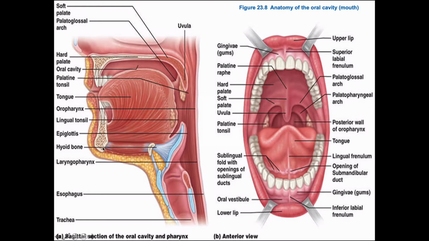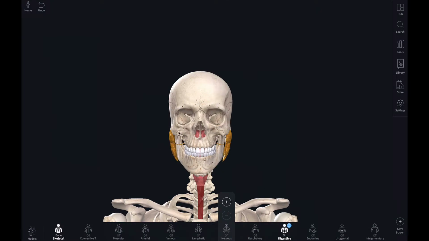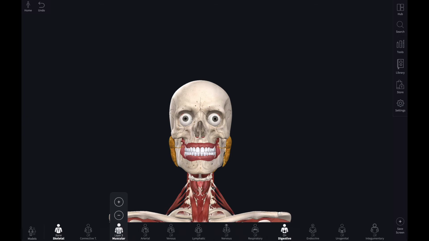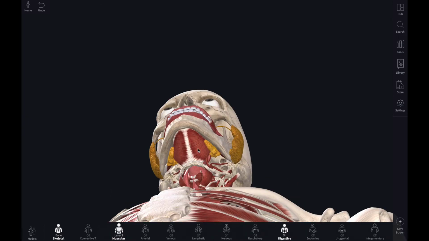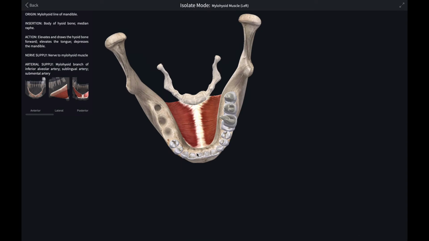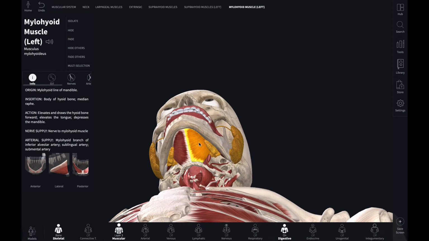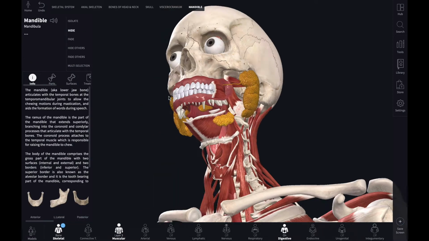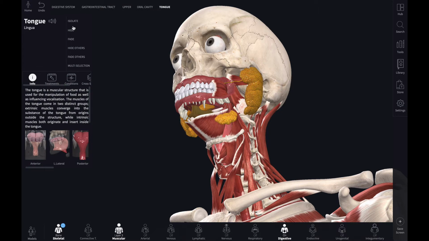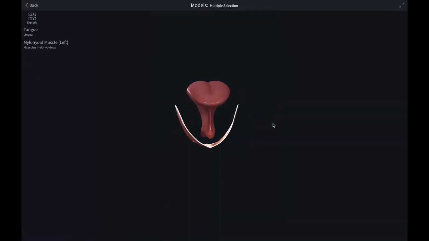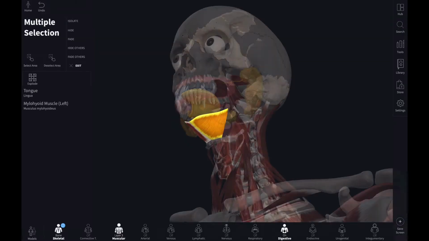Under the base of the tongue you have the mylohyoid muscle. Here we will see the face architecture. If you see the muscle underneath, this is the mylohyoid muscle. The tongue is sitting on the mylohyoid muscle. You can see the tongue and the mylohyoid muscle. This is the arrangement of the muscle under the tongue.